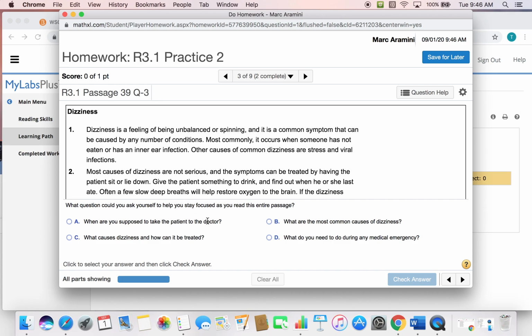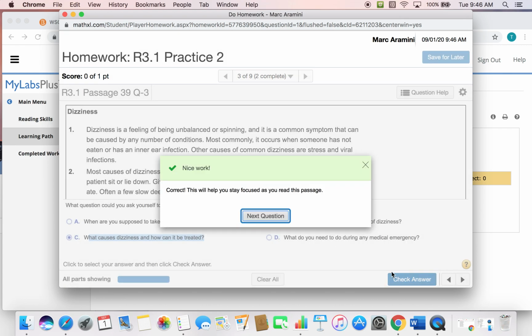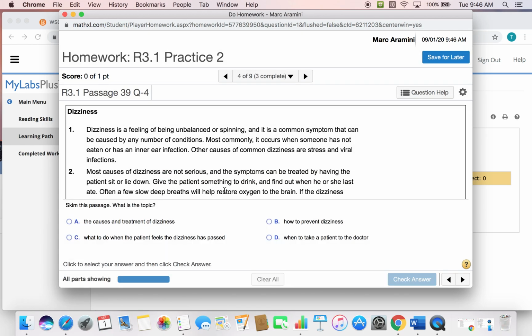When are you supposed to take the patient? What causes dizziness and how can it be treated? I'm going to assume that's the best one, but let's read the others. What are the most common causes? That's a small part. What do you need to do during any medical emergency? That's a very small part. So we're going to hit C here. What causes dizziness? Your letters may not match, so you need to check that. You need to make sure your answers are matching.